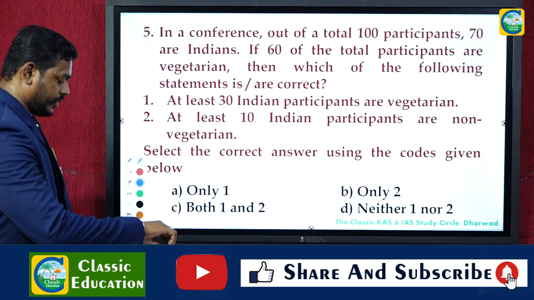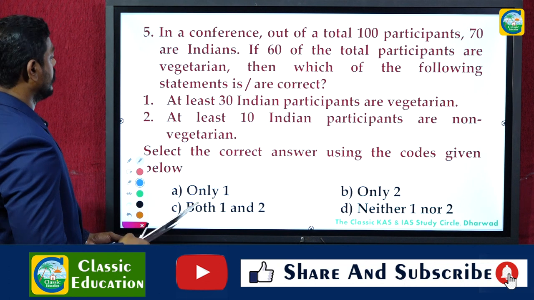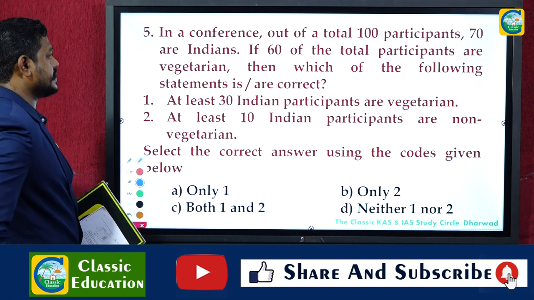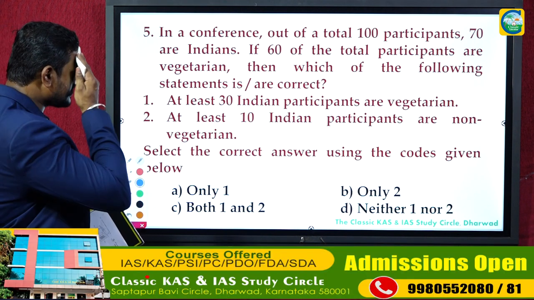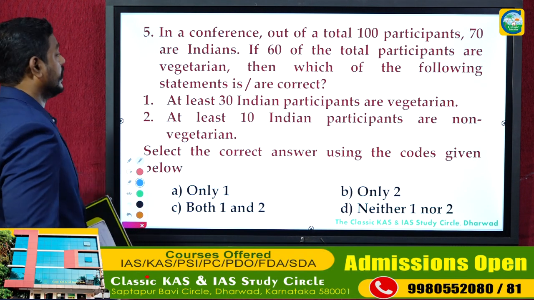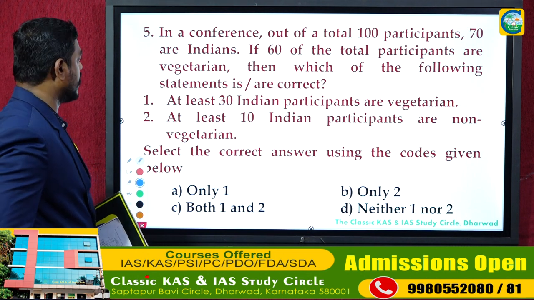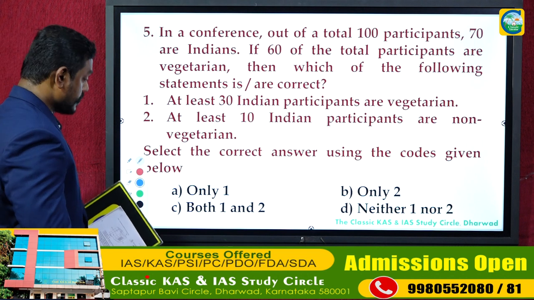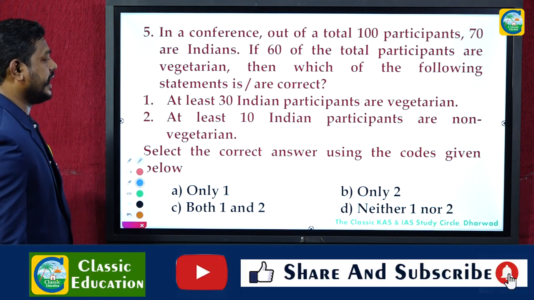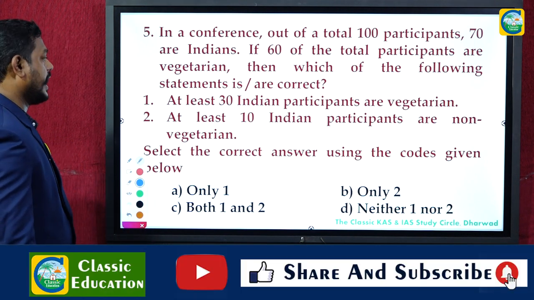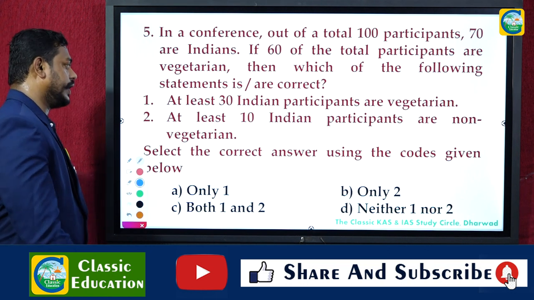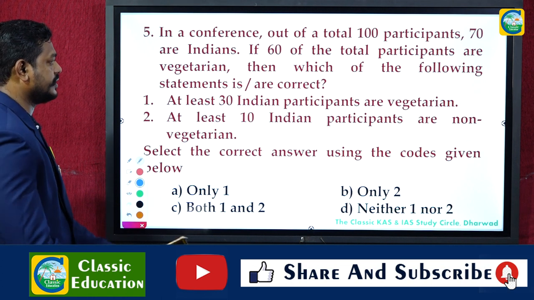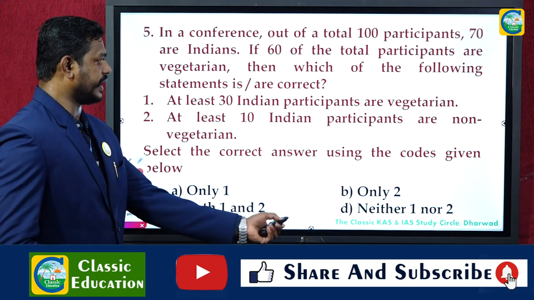Right, friends. In the conference, out of the total 100 participants, 70 are Indians. If 60 of the total participants are vegetarian, then which of the following statements is or are correct? In case 1, at least 30 Indian participants are vegetarian. In case 2, at least 10 Indian participants are non-vegetarians. Okay, friends, so I will move to the next page now.